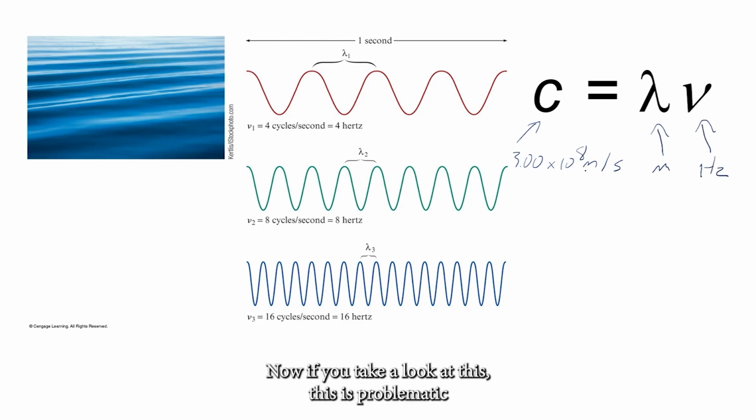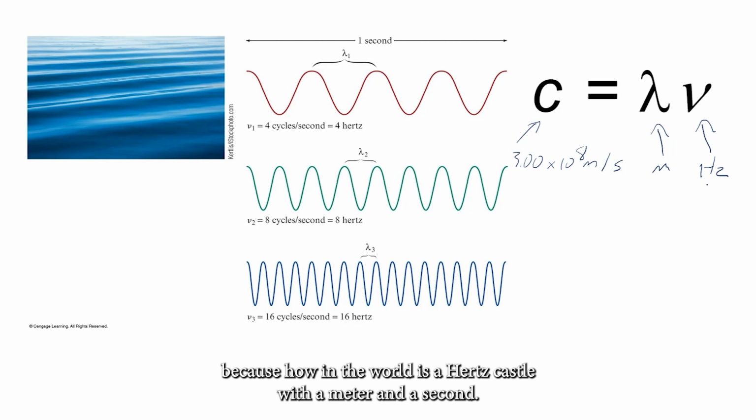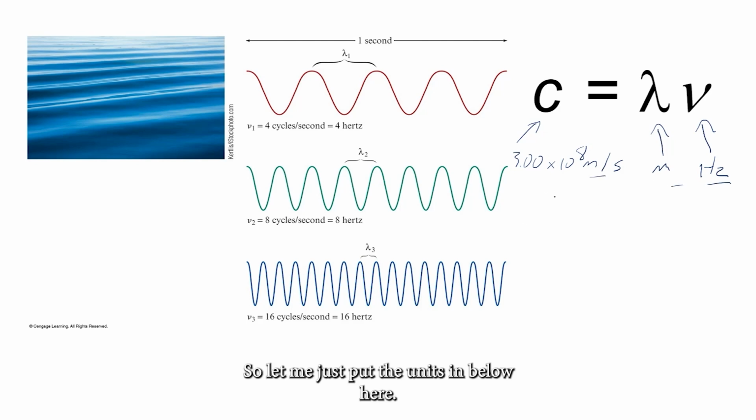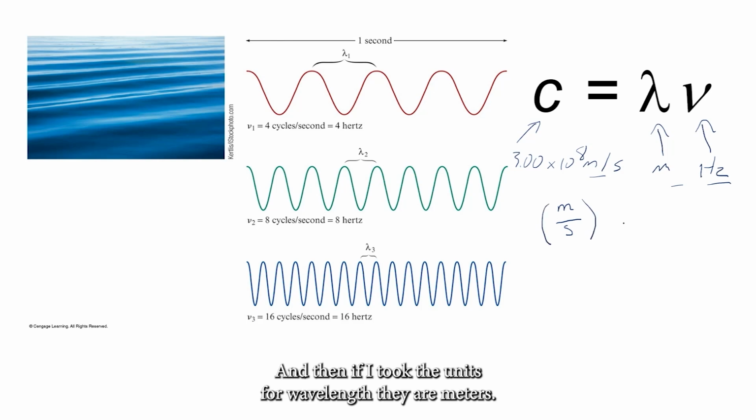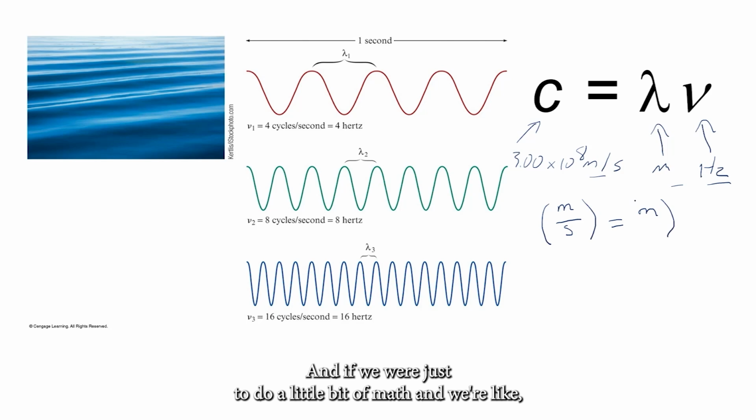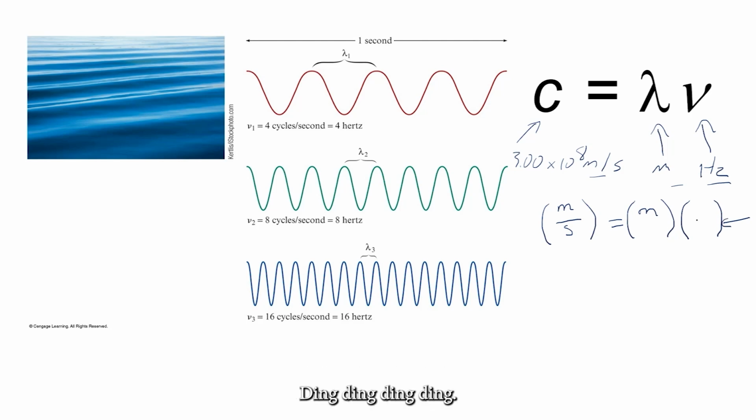Now this is problematic because how in the world does a hertz cancel with a meter and a second? So let me just put the units in below here. Let's look at the units for c. Would you agree with me that it is meters per second? And then the units for wavelength are meters. If we do a little bit of math, what's the only unit that could go right in here and would allow us to have seconds on the bottom? Ding, ding, ding, you guessed it, we have per second.